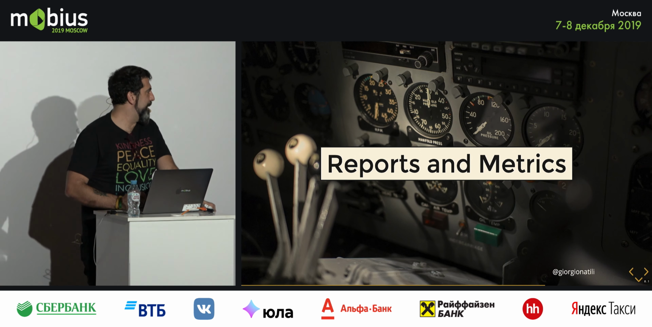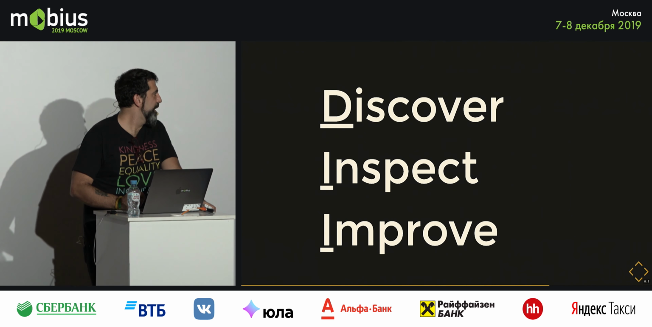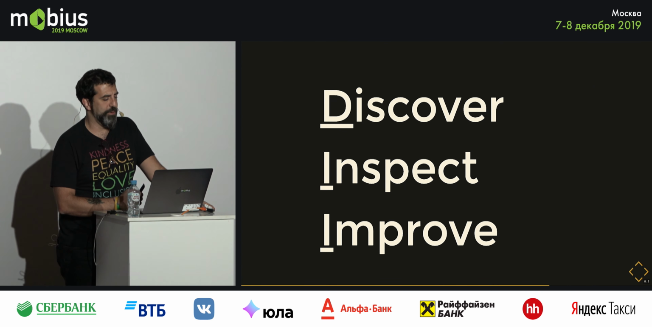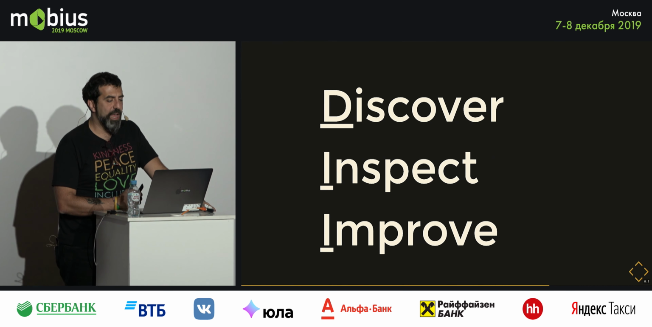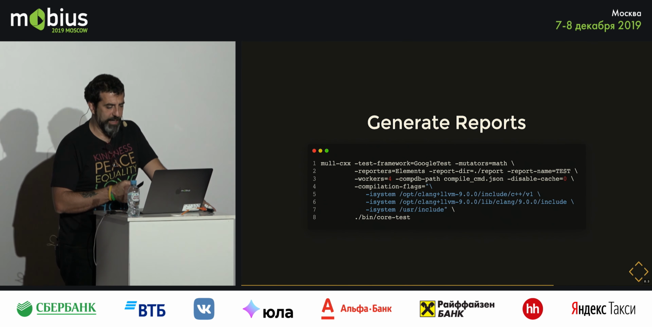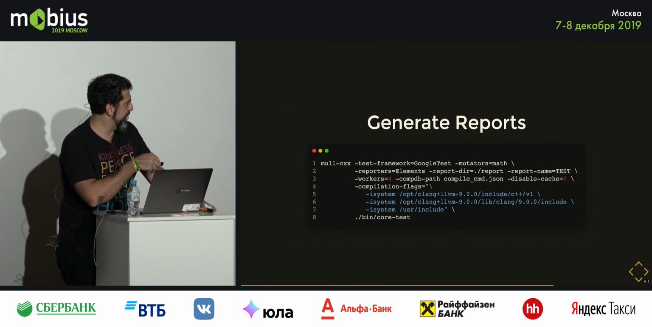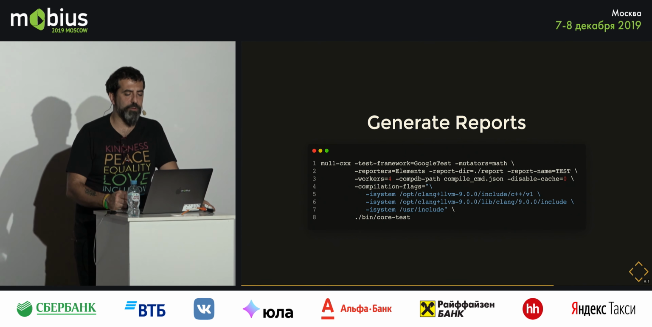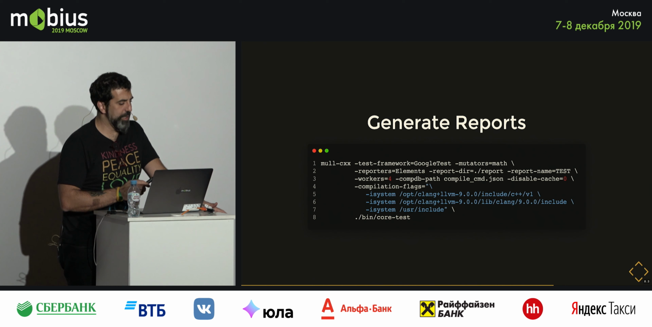Let's take a look at reports and metrics. I always advocate to discover, inspect, and improve your code. That means that every time you generate a report, you have to take a careful look at what you're doing. For instance, we already went through all the details. We know now that I'm creating a report with the name test in a specific directory. And I also want to emphasize what this is. This is the binary that ran the test of FMT. FMT is an open source formatting library for C++. So it's a pretty simple project.